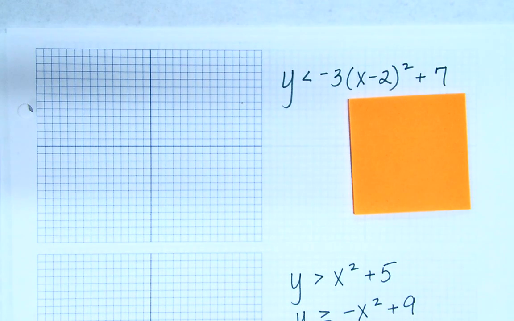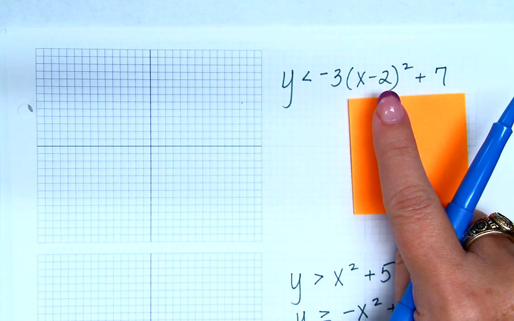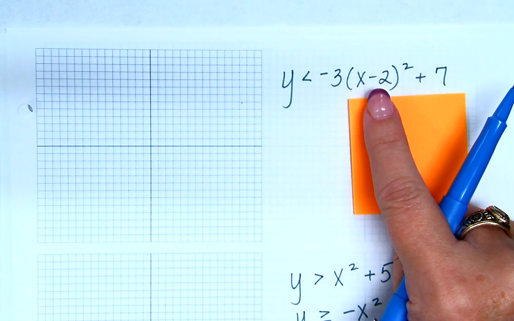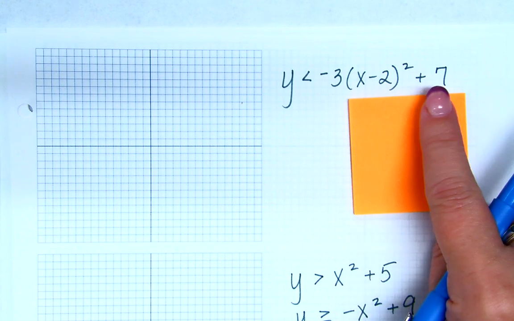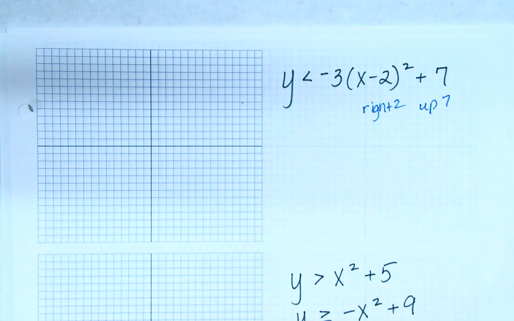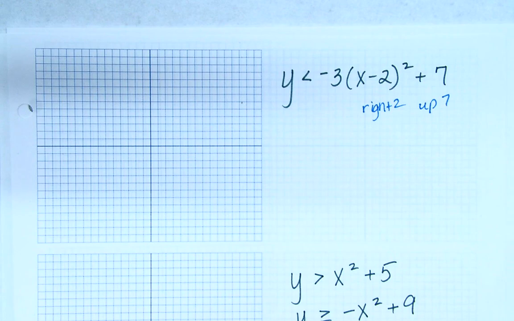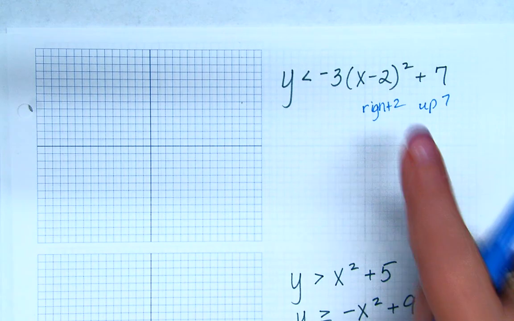Vertex form, that's right. Okay? Since it's in vertex form, we can easily find the vertex, can't we? Where is the vertex? Right there. It moved to the what direction? Right 2 and up 7. Oh, look at that. It magically appeared. It moved right 2 and up 7.